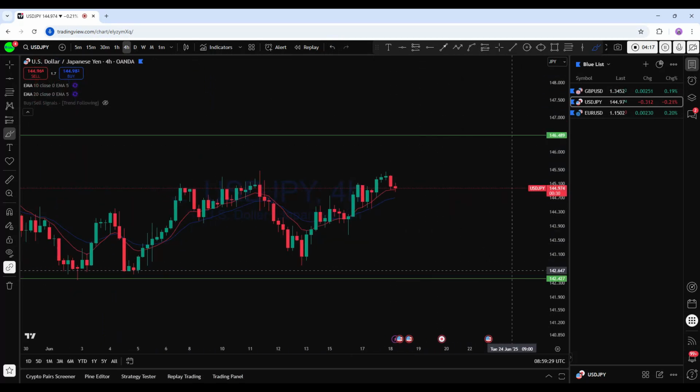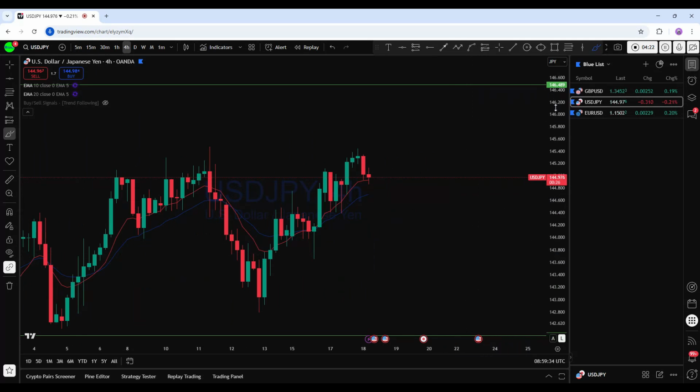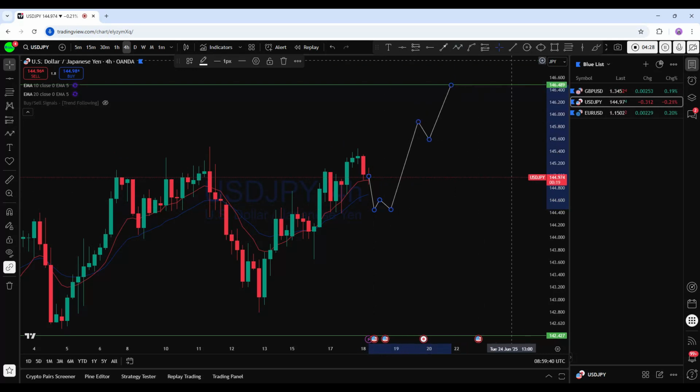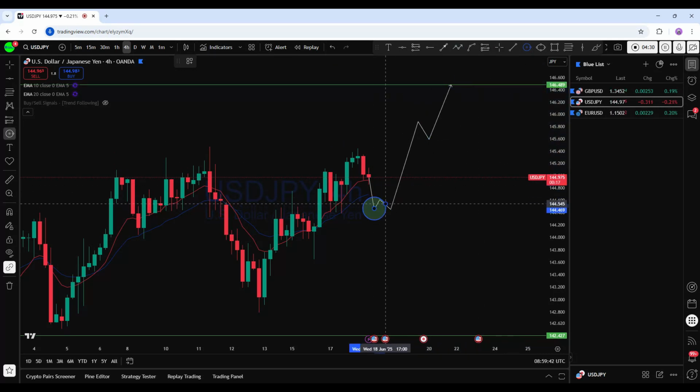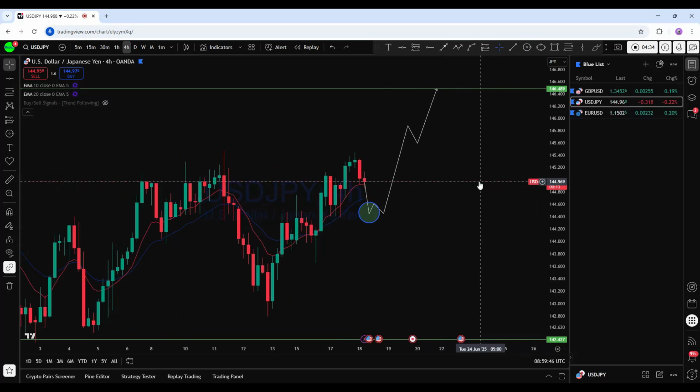Now looking at the 4-hour chart here on dollar yen, we can see that this market is still maintaining that bullish market structure, expecting a further break below and then to potentially trend back up again to create a new higher high in this market. So this is where we will be waiting for potential entry on dollar yen as soon as we find a suitable entry.